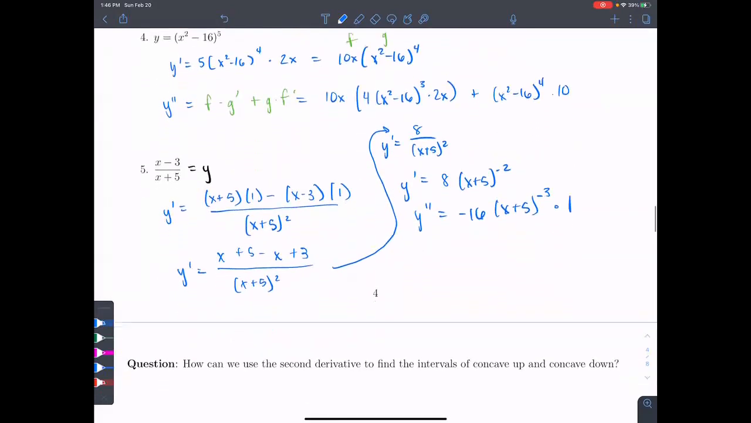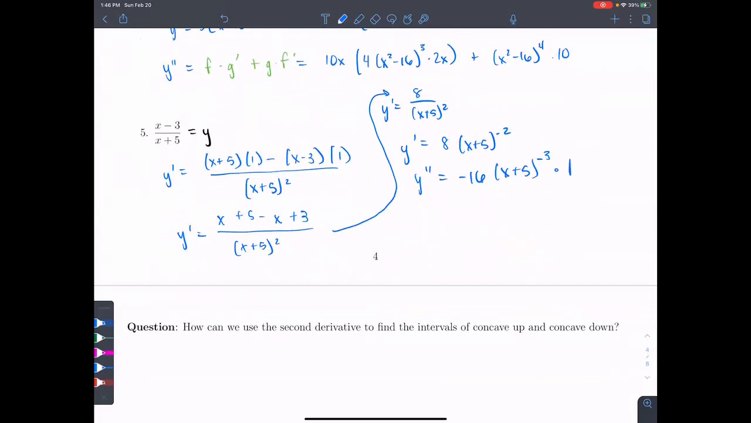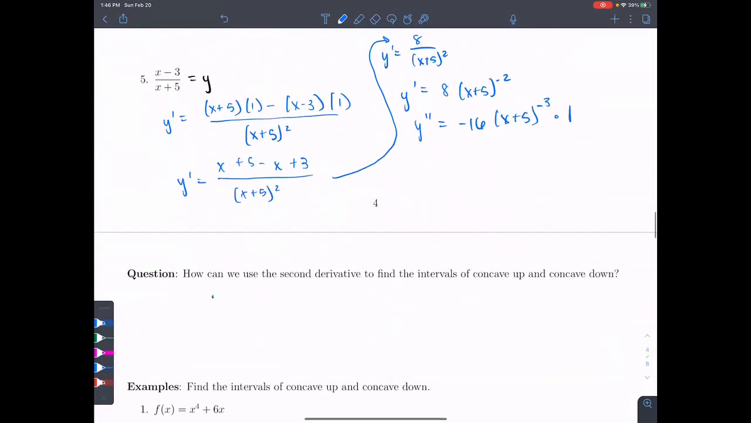concavity. So how can we use the second derivative to find intervals of concave up and concave down? We're going to use an f prime number line, a double prime number line. Remember the first derivative test, we used an f prime number line to tell us where f was increasing and decreasing. Now we're going to use an f double prime because this will tell us where f prime is increasing or decreasing.